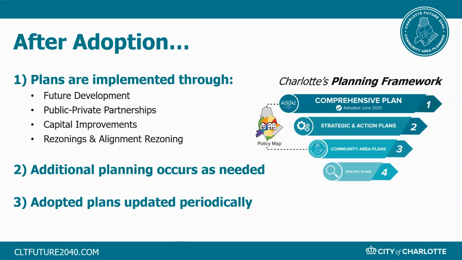So it's important to keep in mind that planning is cyclical, right? We plan to monitor and update recent plans, such as the comprehensive plan and community area plans, every 8 to 10 years to monitor growth and to track how we are doing as far as implementing our aspiration, our vision, our goals.